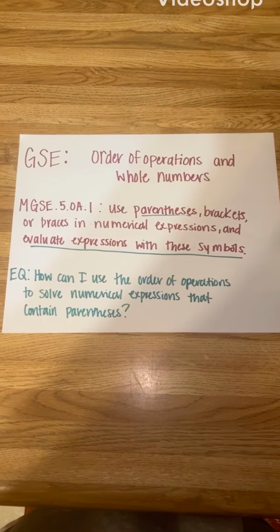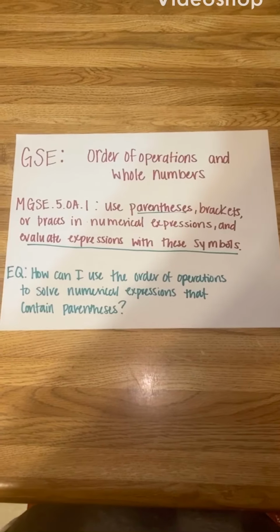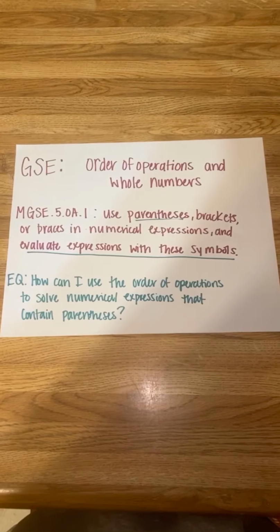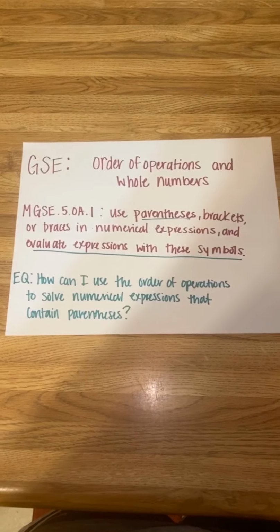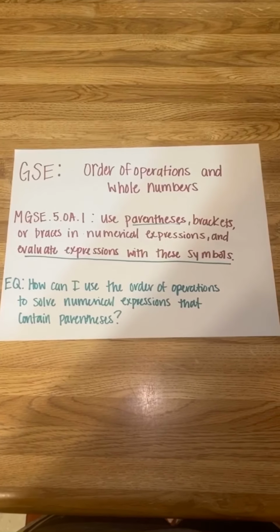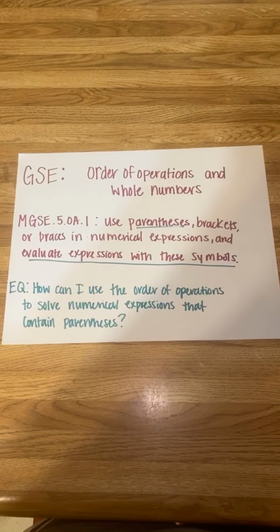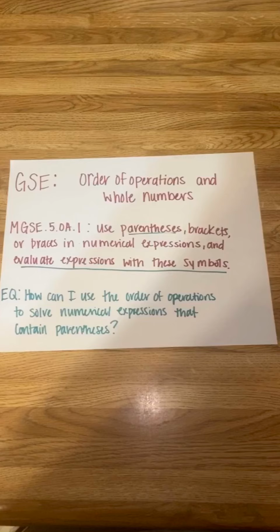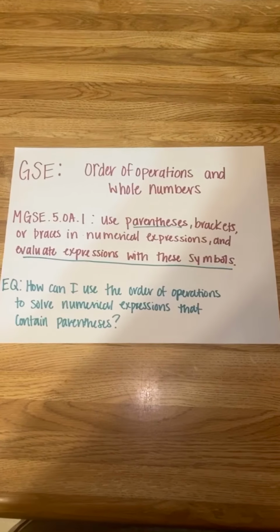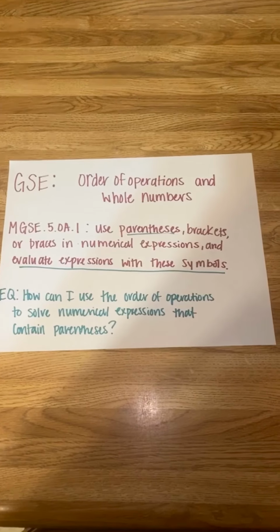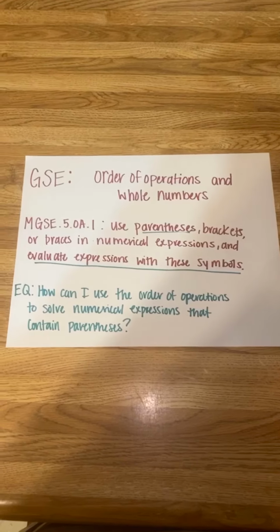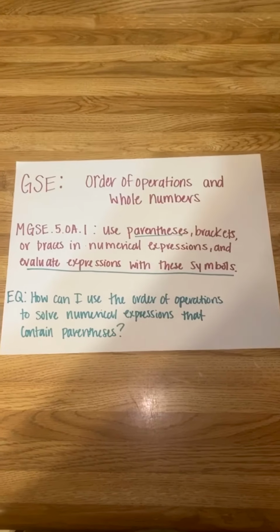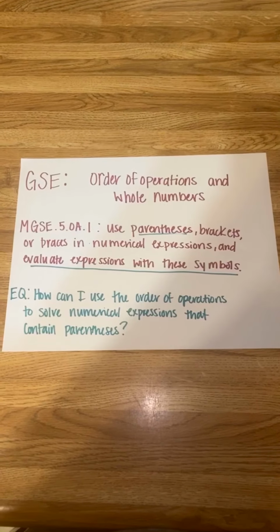So for our next activity, we're going to be focusing on the order of operations, and we're going to use the 5th grade Georgia Standards of Excellence, which is to use parentheses, brackets, or braces in numerical expressions and evaluate expressions within these symbols. And so we're going to be focusing on using parentheses and evaluating the expressions within the parentheses.